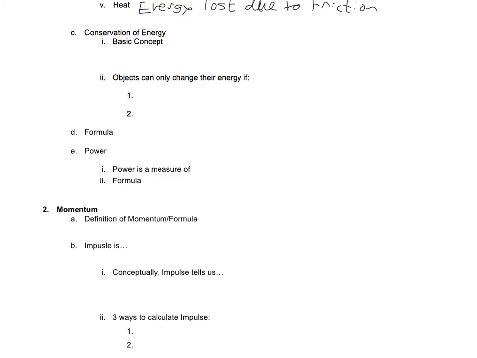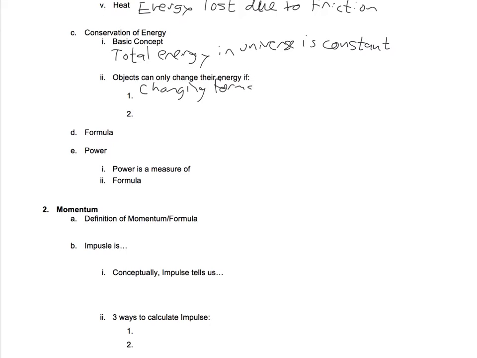Alright, conservation of energy. The basic idea is that the total energy in the universe is constant. And that goes back to the idea that energy can't be created nor destroyed. However, if we're looking at individual objects, we can have changes in the energy of individual objects in two situations. One is energy changing forms, but the total is the same. So this would be kinetic becoming potential, potential becoming kinetic, things like that.